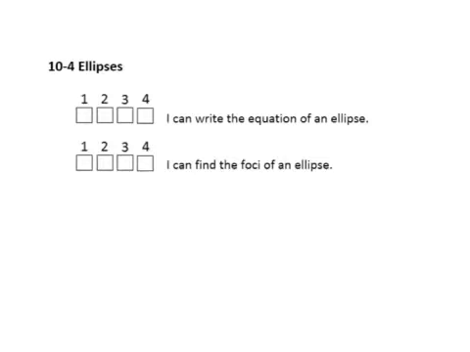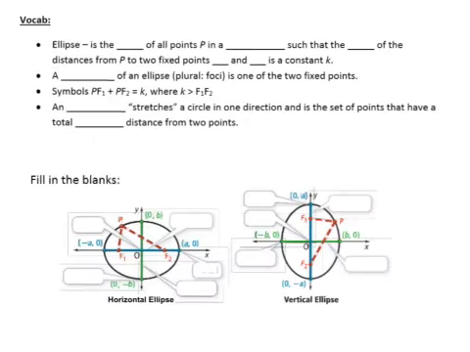Alright, you guys, we're in Chapter 10, Section 4, and we are looking at ellipses. Now, our objectives here are to write the equation of an ellipse and to find the foci of an ellipse. Alright, so let's begin with vocab. There's a lot of new words that we're going to see in this section.